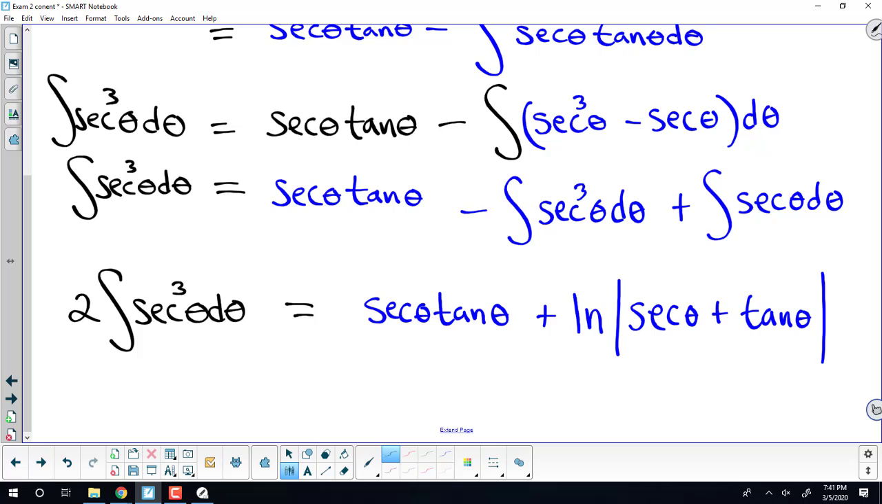Okay, so then we'll put this 1/2 over here, right? We have 1/2 over here, which means we're getting rid of this 2 because we divided through by that 2.